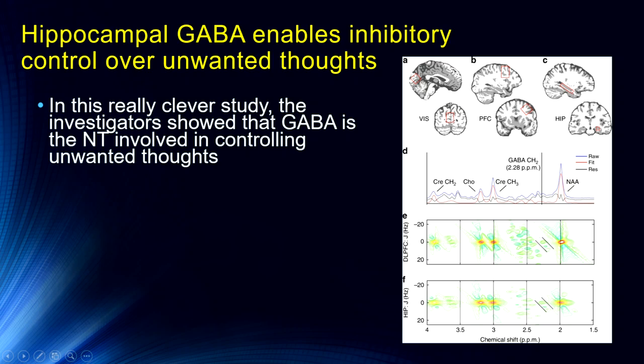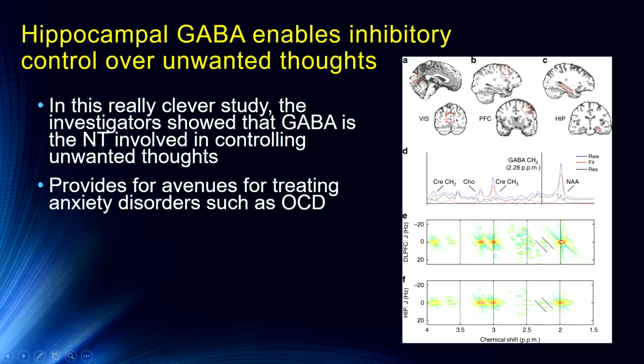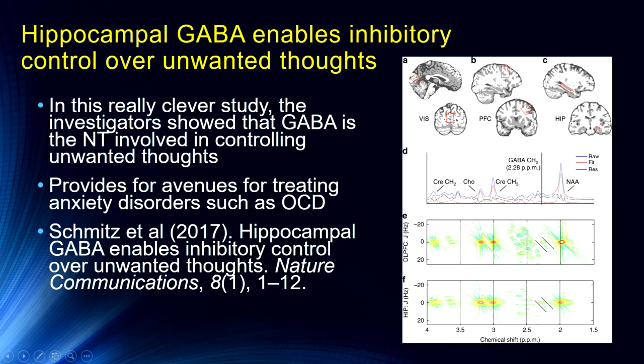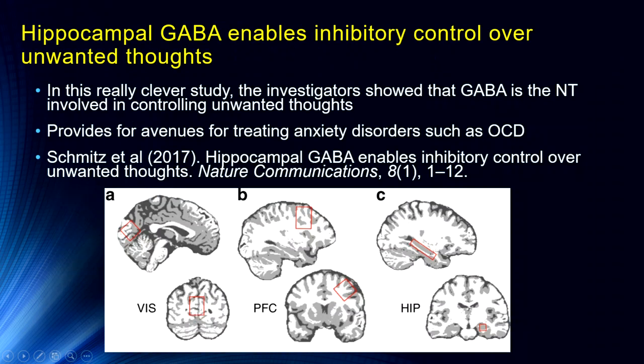So here we look at GABA and its involvement in controlling unwanted thoughts. And so essentially what they're using here is a think-no-think paradigm, which is very similar to the go-no-go paradigm. So we're trying to inhibit unwanted thoughts. This comes again from Nature Communications. So I want to take a closer look at this. This is the overall figure that looks at a bunch of other issues that are beyond what we're interested in. And so we can look here. These are the areas that they're studying.